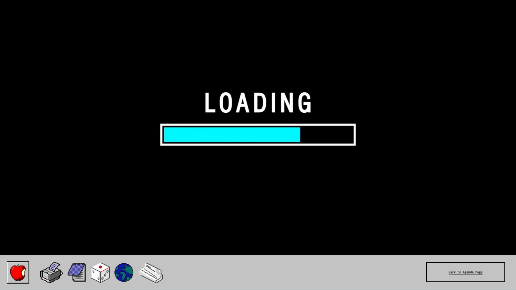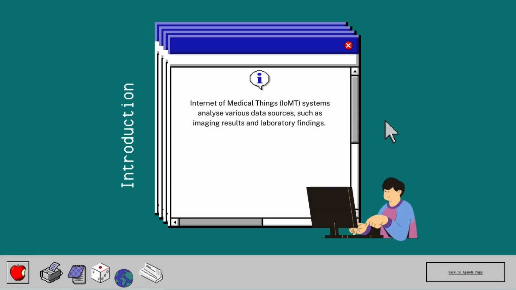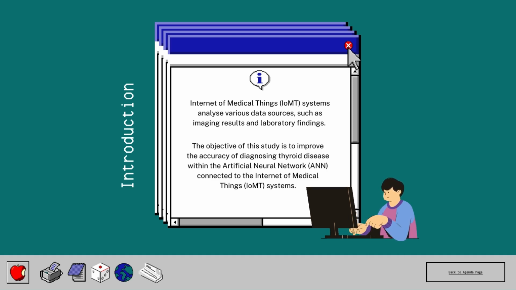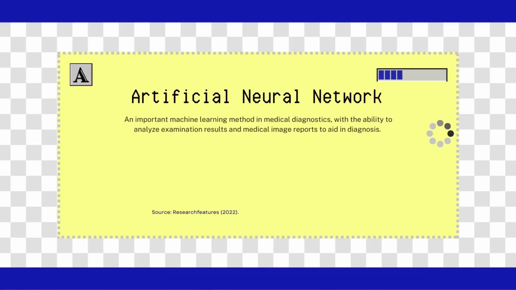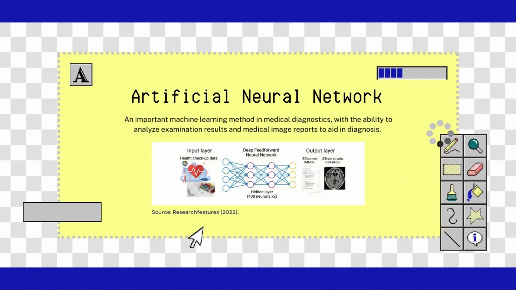Let's get started. Internet of Medical Things (IOMT) systems analyze various data sources, such as imaging results and laboratory findings. The objective of this study is to improve the accuracy of diagnosing thyroid disease within the artificial neural network (ANN) connected to IOMT systems. In medical systems, ANN is an important machine learning method in medical diagnostics, with the ability to analyze examination results and medical image reports to aid in diagnosis.